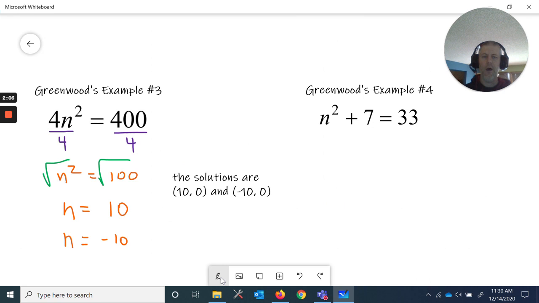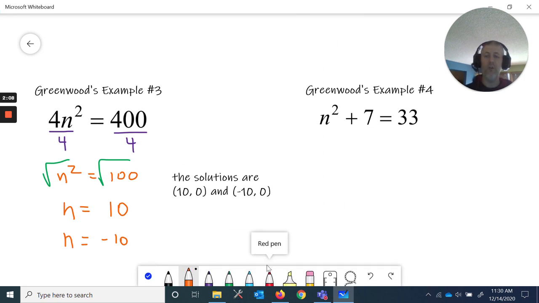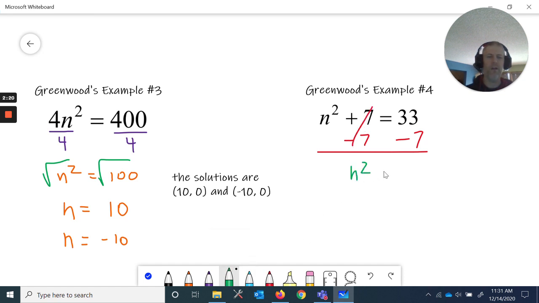Okay. Example 2 here, this is still part of a tier 2 type of problem like example 3. So we want to get this n squared isolated. So let's just subtract 7 from both sides. That'll cancel that 7 out nicely, and I'm left with n squared equals 33 minus 7, which is 26.